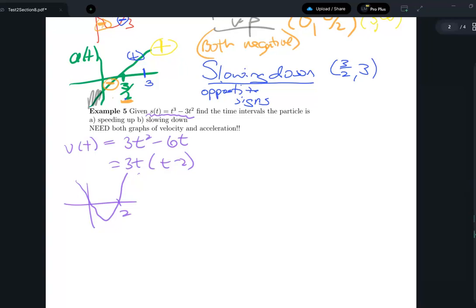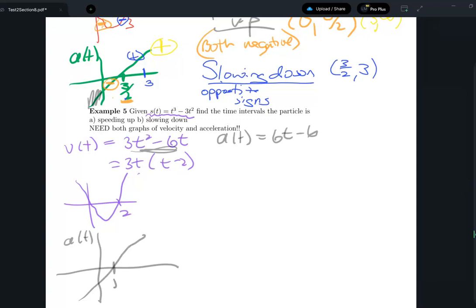And then we need to go find the acceleration. It's easiest to do it from here, right? 6t minus 6. I'm going to draw it again right below. I think it's kind of easy to find out where they're changing. So this is a graph that looks like that. It crosses at 1, right? If you set this equal to 0, you would see that the x-intercept is 1.